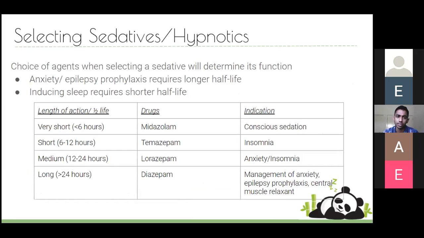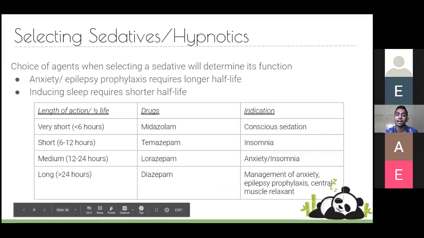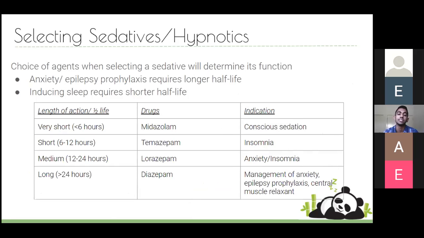Sedatives and hypnotics. So what are sedatives in general? They basically exist on a scale from anxiolysis to sedation. If you use stronger anxiolytics, you eventually just produce sedation. And that's basically a result of the side effects that we're getting, that drowsiness, the adverse effect of our anti-anxiety drugs.